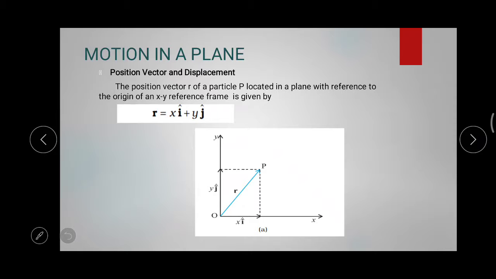Now let us consider the motion in a plane. We have already discussed the motion in a straight line. Now let us discuss the motion in a plane. Whenever considering the motion in a plane, first of all you should have an idea about the position vector and displacement. Then we will discuss the velocity and acceleration. So first of all, the position vector.